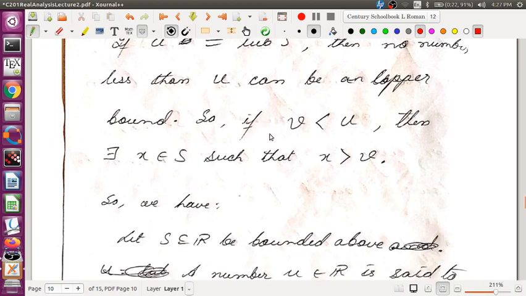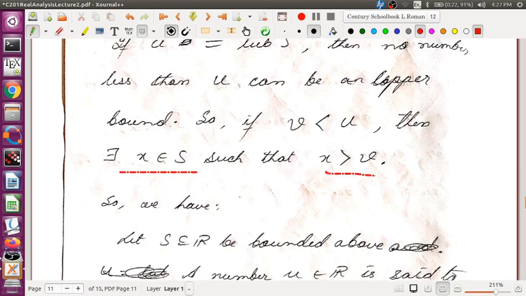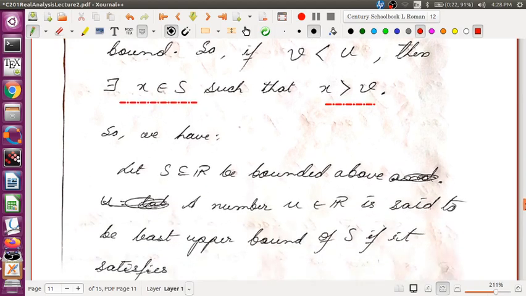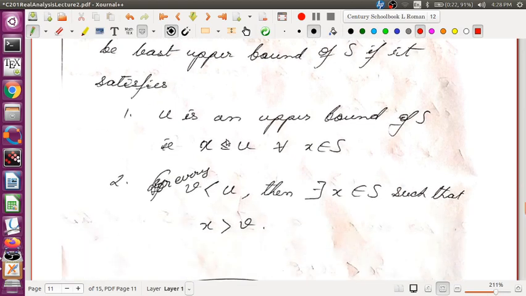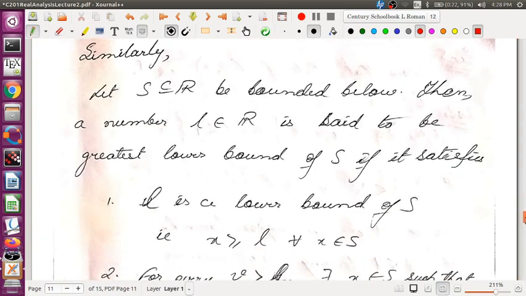upper bound. So if v is a number which is less than u, v cannot be an upper bound. That means there is one element x inside S which is strictly greater than v. So we also have this definition: S subset of R be bounded above, a number u belongs to R is said to be least upper bound of S if u is an upper bound of S, first condition. The second condition is for every v less than u, for every real number which is strictly less than u, there exists a real number x inside S such that x is strictly greater than v. Okay, so we will use these definitions.